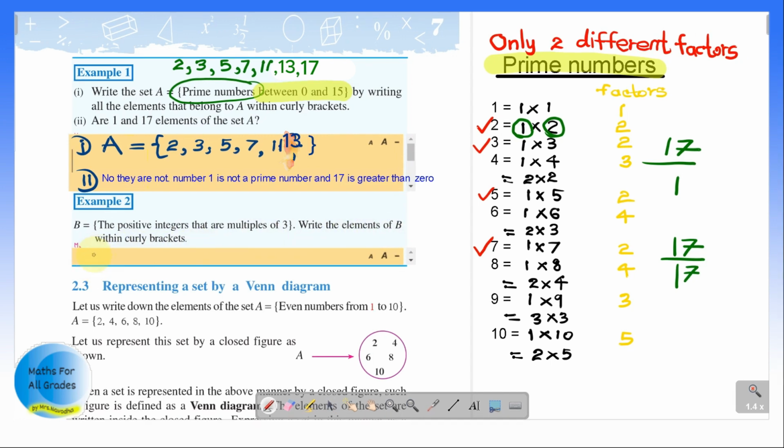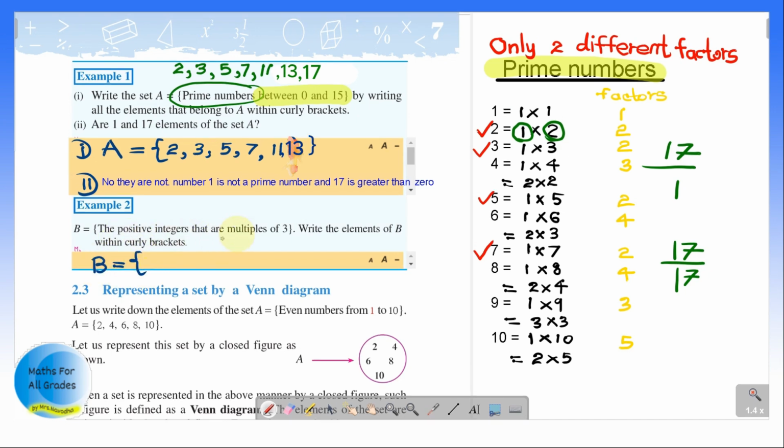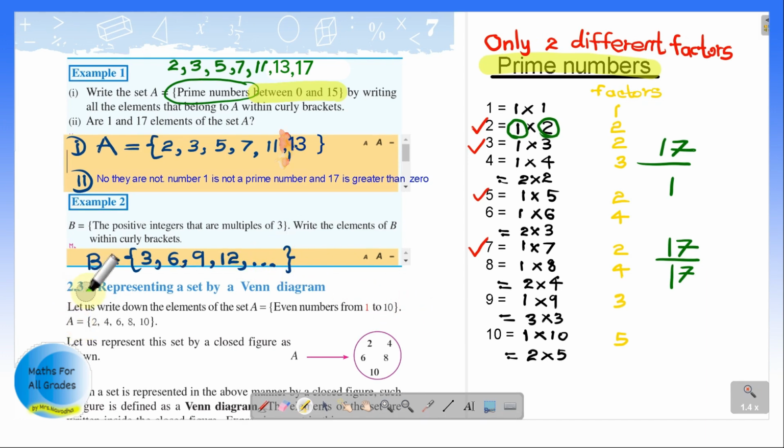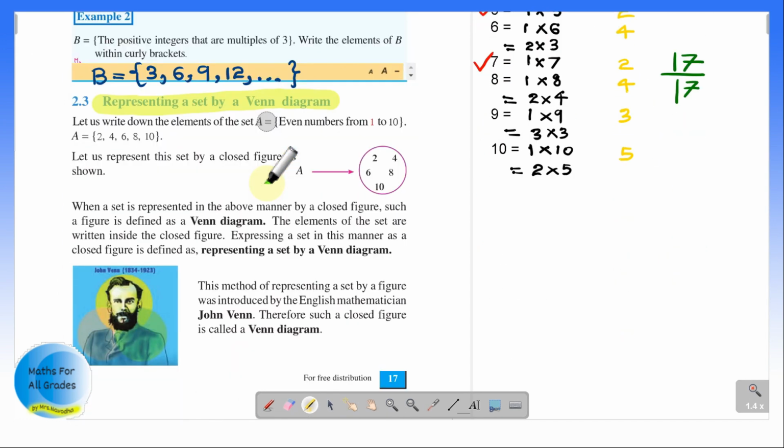So we can write down B equals, open a curly bracket, positive integers that are multiples of 3. So what are the multiples of 3? 3, 6, 9, 12, 15, 18, and it goes like that and never ends. So we place 3 dots and then close the bracket. Next topic, representing a set by a Venn diagram.